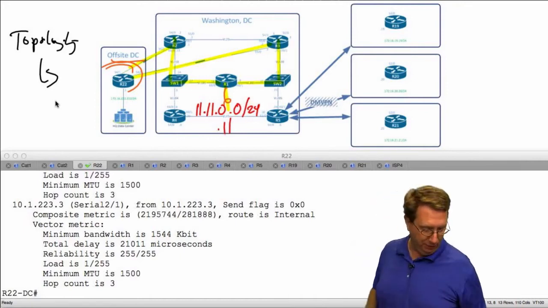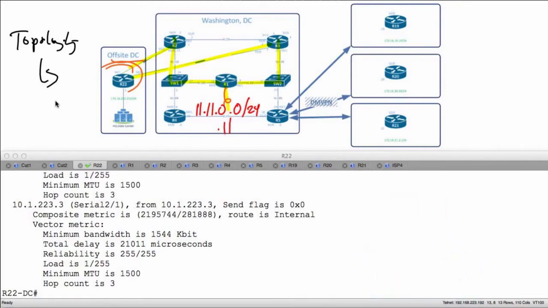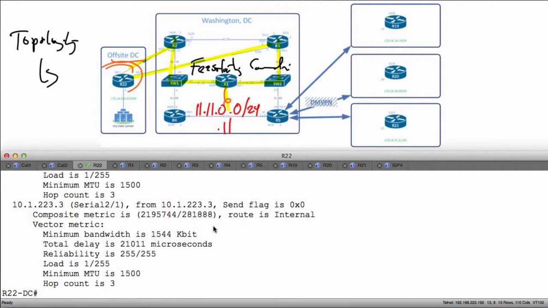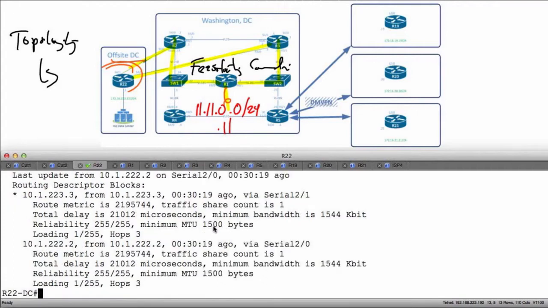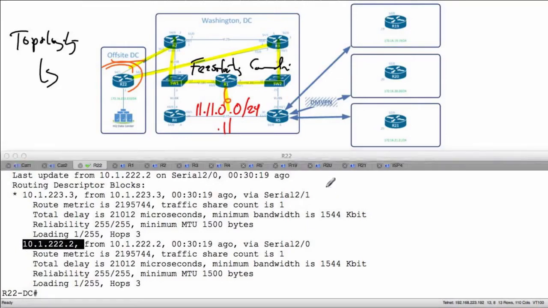Now, I want to illustrate that a little better than what we've done so far. I want to walk through this idea of the feasibility condition. What is it, first of all? Well, we've already illustrated that if I look at the contents of my routing table for the prefixes we're looking at, notice I have my metric, which is 219744 and 219744. Since these two are equal, I'm going to put both of these in my routing table. But what happens if these are unequal?